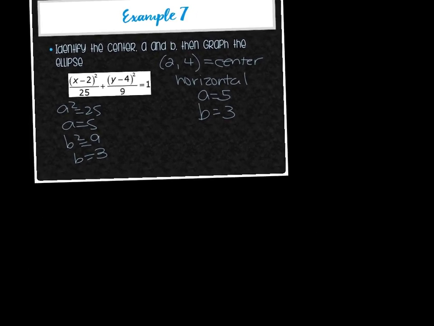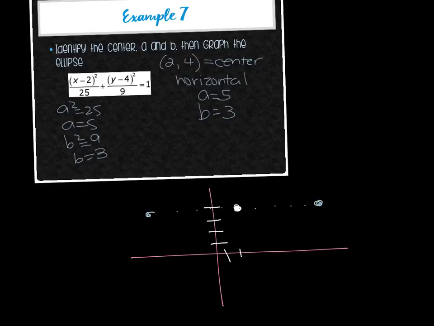So start with your center. Over 2, up 4. And then we just said it's horizontal, which means we're counting the A, right and left. So 1, 2, 3, 4, 5. And the B up and down. 1, 2, 3. Easy stuff, right?